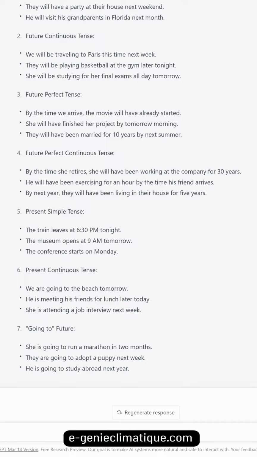Going to future. She is going to run a marathon in 2 months. They are going to adopt a puppy next week. He is going to study abroad next year.